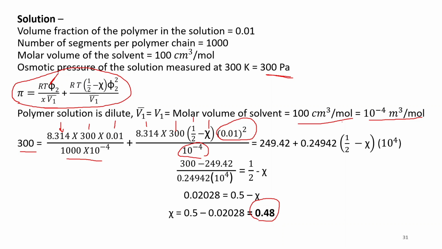So are you following the lecture? Are you getting the same answer, 0.48? Since the chi value is less than 0.5, we can say it is a good solvent, right?